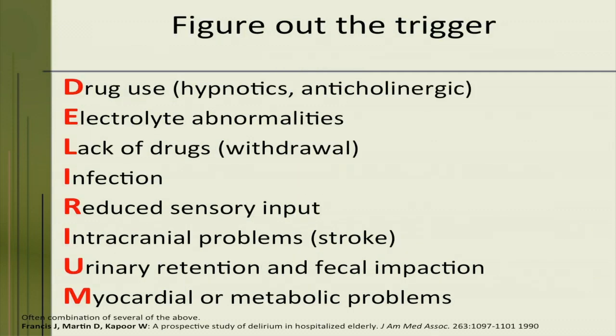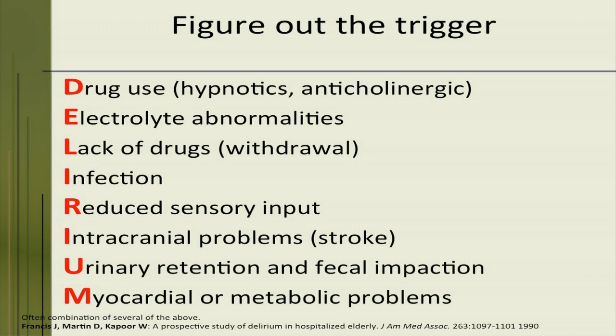This is a wonderful acronym that was actually put together by Francis, Martin, and Kapoor out of the Journal of the American Medical Association in 1990. And what it does is it spells out in red delirium. And these are possible triggers that may be the etiology or cause, if you will, of the delirium. For example, D, drug use. Think about hypnotics and especially high anticholinergic burden drugs. E, electrolyte abnormalities. L, the lack of drugs. Withdrawal from drugs, withdrawal from alcohol should always be considered in delirium.